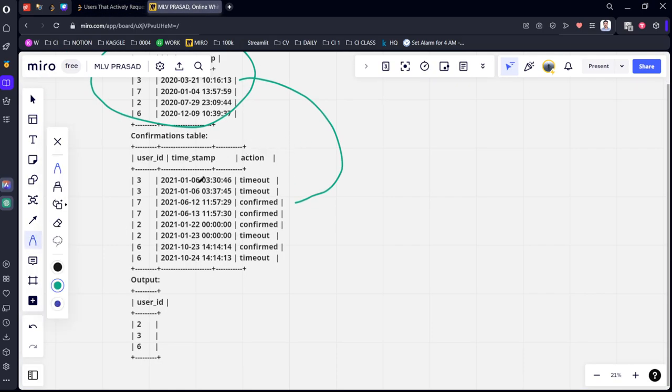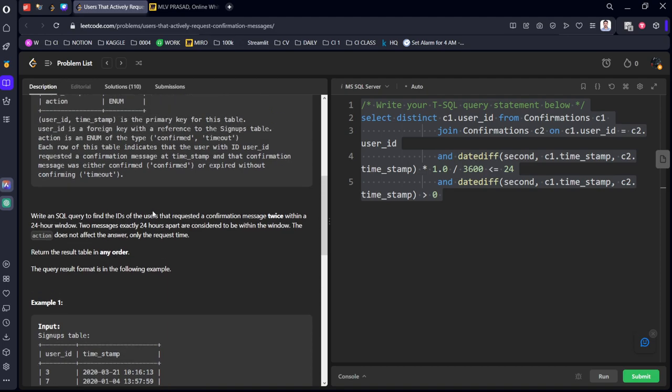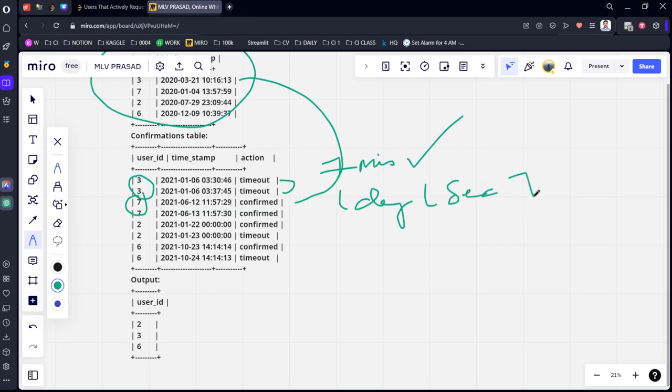For example, if you see here and here, it is in 2021 for user ID 3. Let's say user ID 2 has requests at 3:30 and 3:37, only a 7 minute gap. Then 6:12:57 and 6:13:59 is one day and 1 second apart. They have asked that it should be within the range of only 24 hours apart. So 7 is not satisfying, 3 is satisfying.